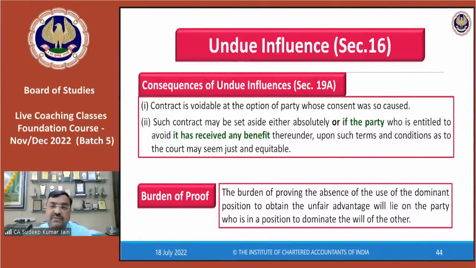Who will prove there was undue influence? The person who says there was undue influence with me, he has to. किसको प्रूफ करना है कि अनड्यू इन्फ्लुएंस हुआ था? उस पर्सन को जो ये कहता है कि मेरे साथ अनड्यू इन्फ्लुएंस हुआ है. The burden of proving the absence of use of dominant position to obtain the unfair advantage will lie on the party who is in position to dominate the will of the other. जिसका बेनिफिट लिया गया उसे प्रूफ करना है. क्लियर इतनी बात.